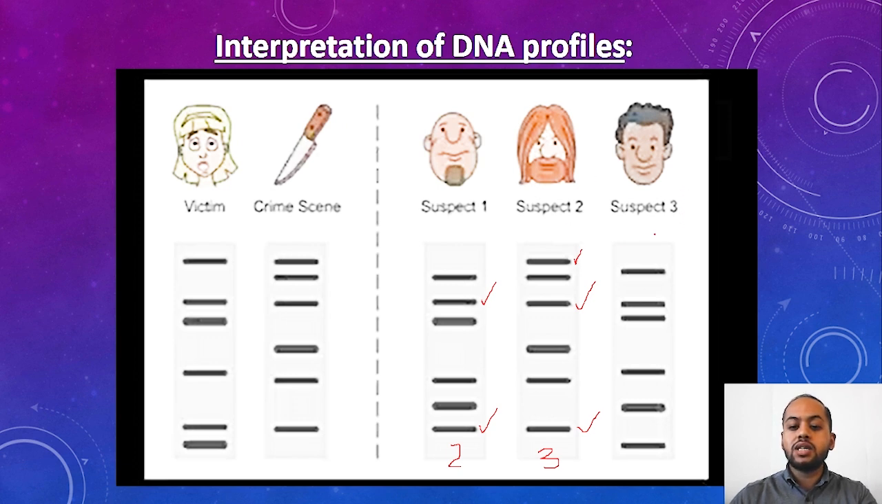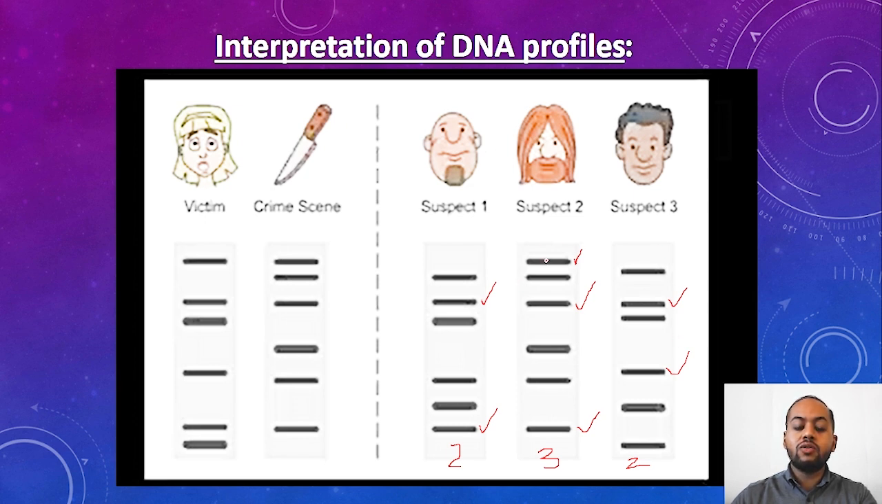Now I go to the third suspect and I see that this bar does not match either the crime scene or the victim. Second bar matches the crime scene and the victim. I can tick it. Third bar does not match anything. Fourth bar only matches the crime scene, so I can tick that. Next bar does not match anything, and the last bar only matches the victim. Therefore, I can't tick it. So there were 2 bars matching for suspect 3.